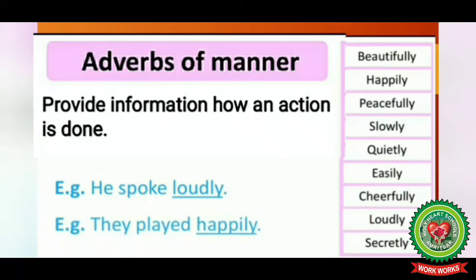For example, he spoke loudly. How did he speak? Loudly. Here the word loudly is describing the action word spoke. It is describing how he spoke. It is describing the manner. So it's an adverb of manner. Next is, they played happily. How did they play? Happily. In which manner did they play? Happily. Here happily is describing the action word played. So it's an adverb.